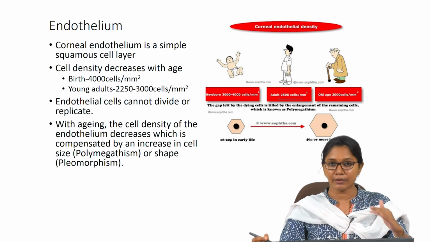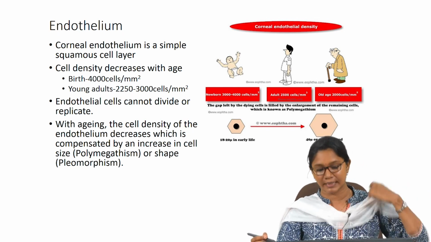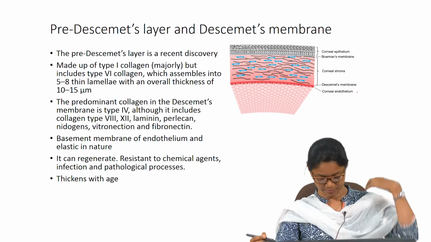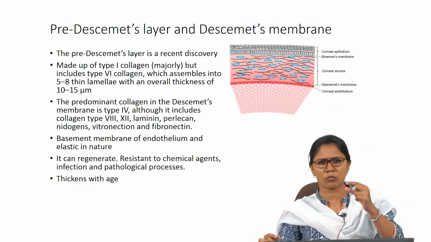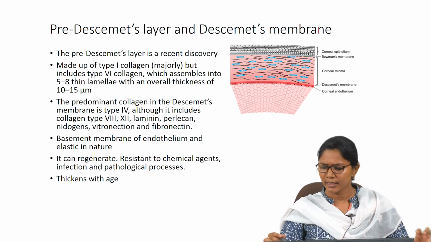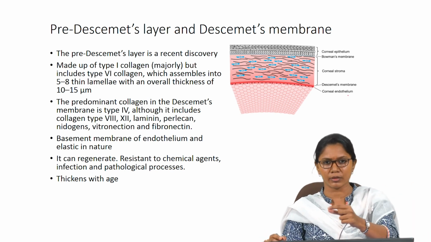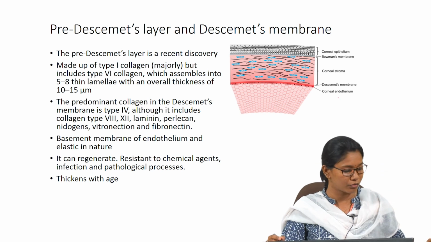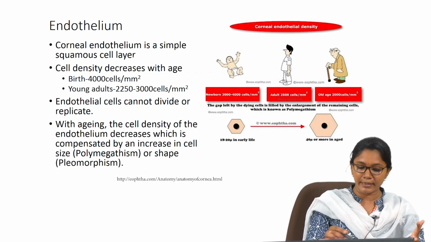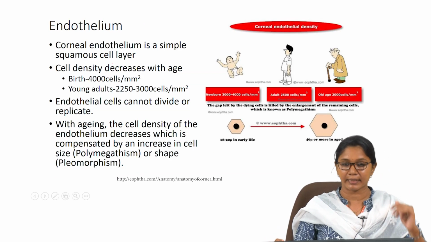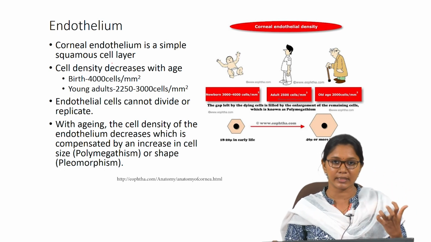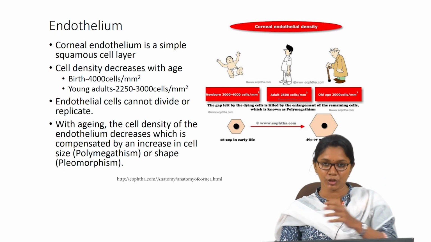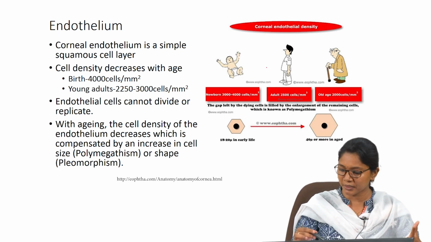The corneal endothelium is the bottommost cells that we are looking at. It is a single layer, 1 to 2 layers of cell thickness, that forms your corneal endothelium, the innermost cells of the corneal tissue. It is a simple squamous cell layer, and the cell density plays a major role. The cell density of these endothelial cells decreases over age. Say for example, this picture will tell you that.